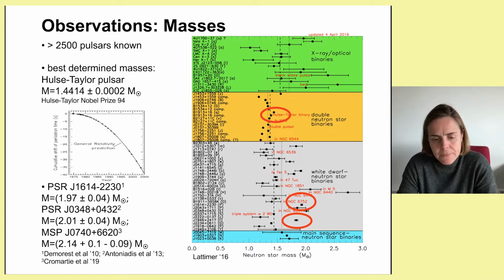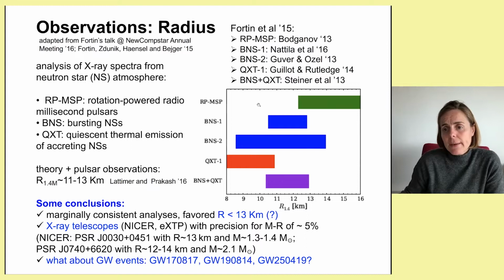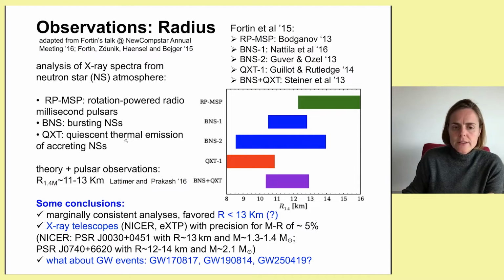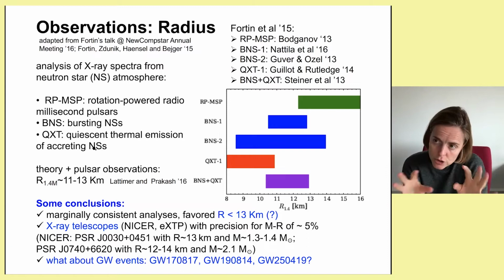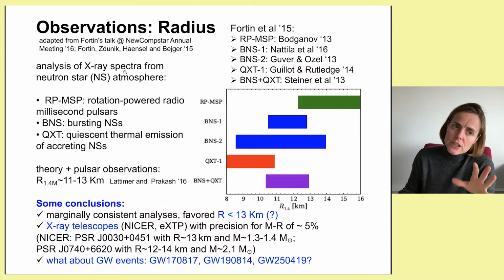So, observation. This table I took from a paper of 2015, where you can see several analyses of different kinds of neutron stars: rotation-powered radio millisecond pulsars, bursting neutron stars, or quiescent thermal emission from accreting neutron stars. So different neutron stars in different conditions are being analyzed in order to extract the radius of these objects. This was done through the X-ray spectra from the atmosphere, okay?